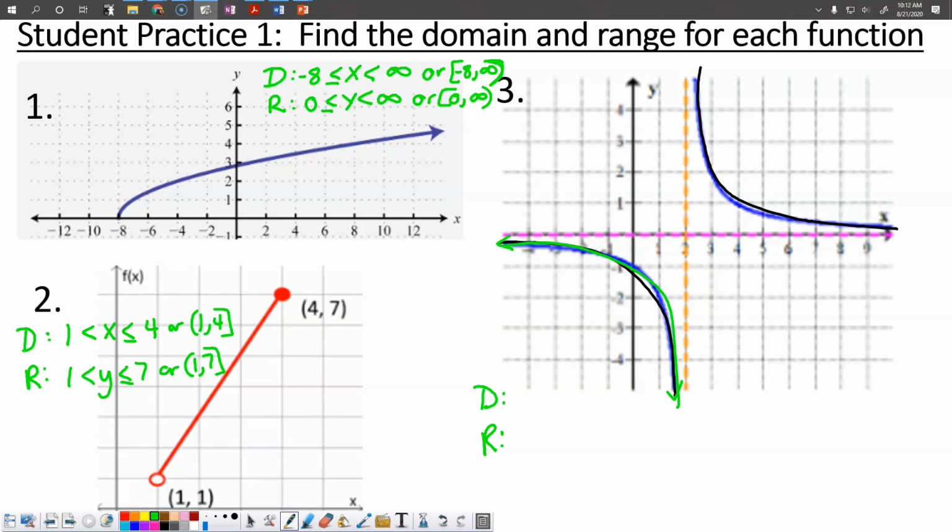So, well, the graph never stops going to the left, but it does have a barrier on the right. That orange dotted line is like an invisible barrier it can't cross, so it can't reach 2. So that's one way.